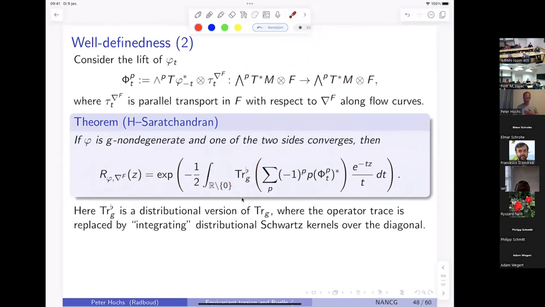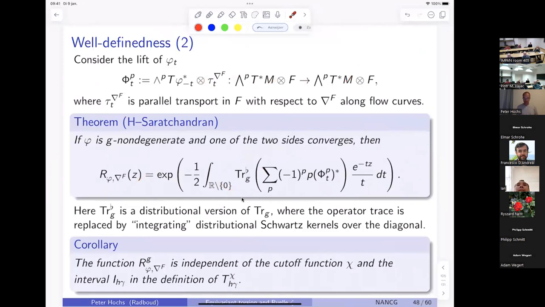I can't really go into it that much right now. But this distributional trace is a little bit like the G trace, but you replace the operator trace by integrating the distributional Schwarz kernel over the diagonal. So you have an operator with a Schwarz kernel, which is a distribution in general. Under a condition on the wavefront set, you can restrict it to the diagonal and integrate it. And if that all works out, so the statement is that this really works out, this is an expression for the Ruelle zeta function. And this implies, because this trace involves the cutoff function chi, but it's easy to show that it doesn't depend on chi, one consequence is that the choices we made don't matter.